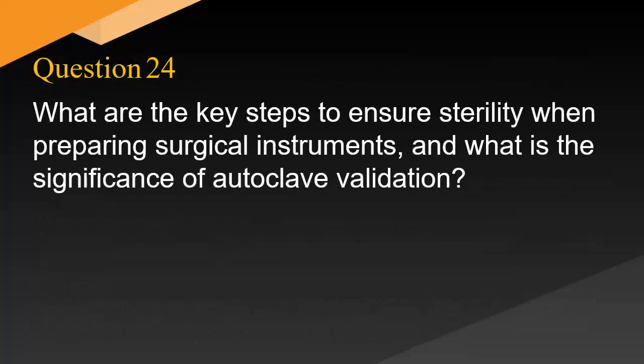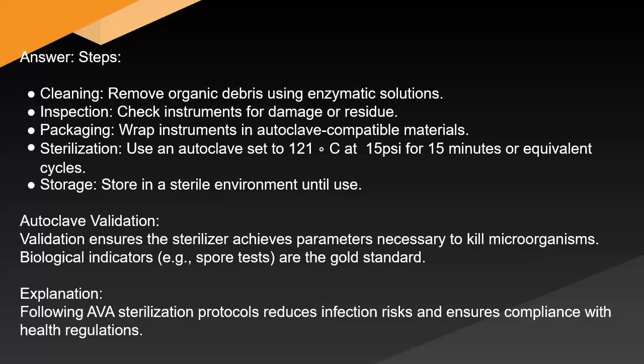What are the key steps to ensure sterility when preparing surgical instruments, and what is the significance of autoclave validation? Answer: Steps. Cleaning. Remove organic debris using enzymatic solutions. Inspection. Check instruments for damage or residue. Packaging. Wrap instruments in autoclave-compatible materials.